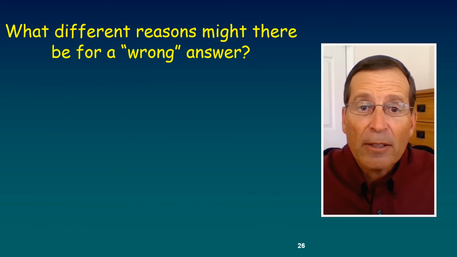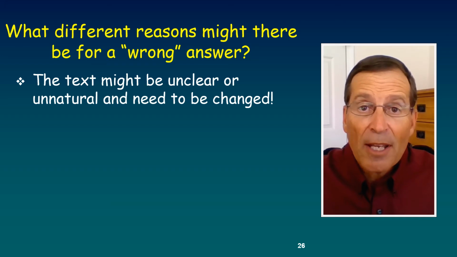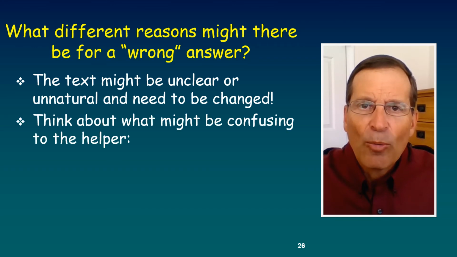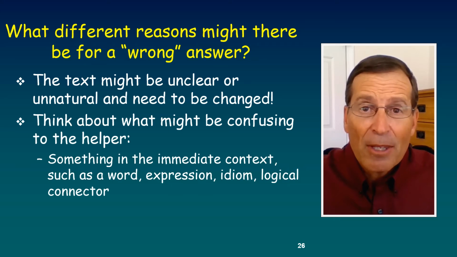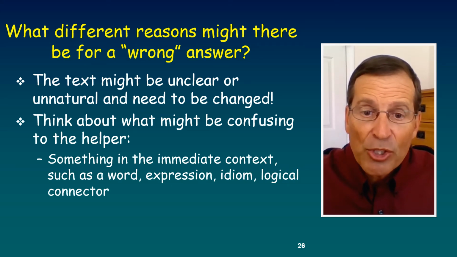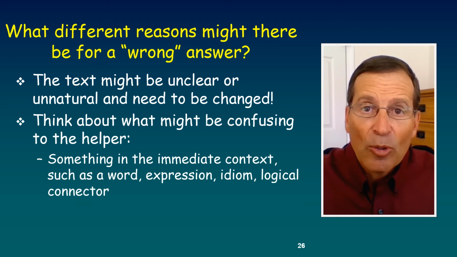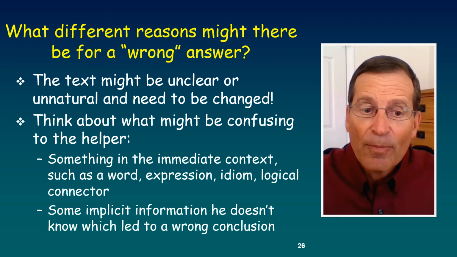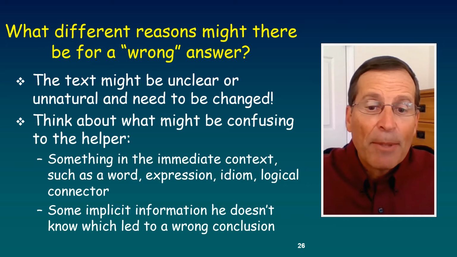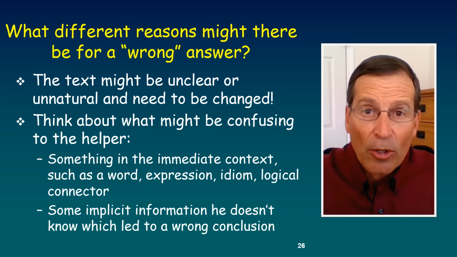On the other hand, a reason for a wrong answer could be that the text is unclear or unnatural, and it needs to be changed. Think about what might be confusing to the helper. Is it something in the immediate context, such as a word or expression or idiom or a logical connector? Or is it that some implicit information he doesn't know has led him to a wrong conclusion?